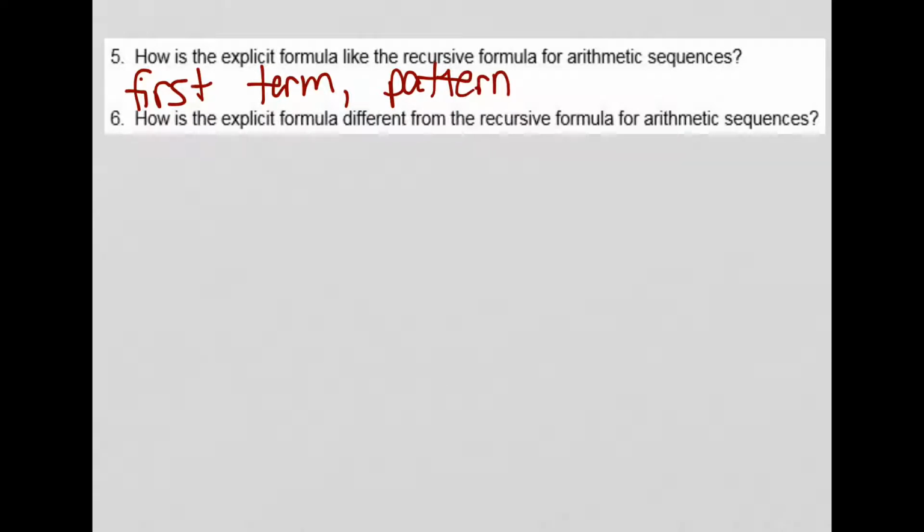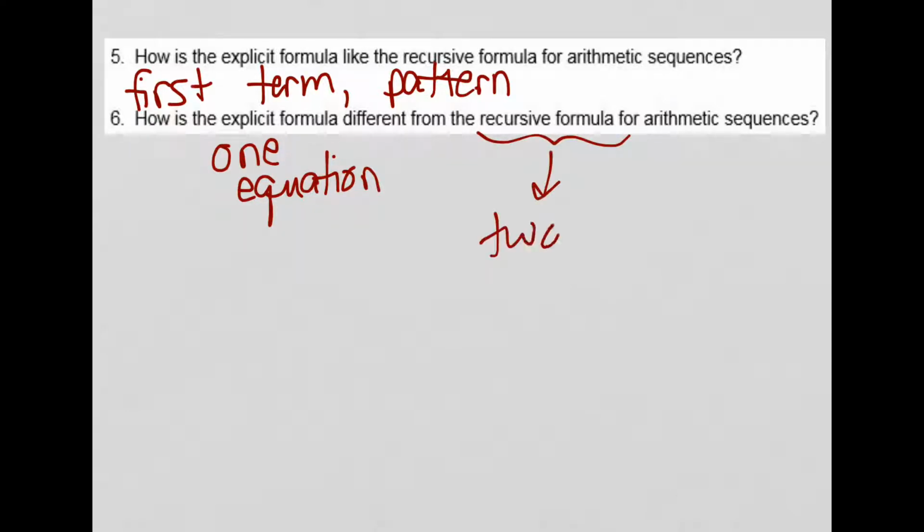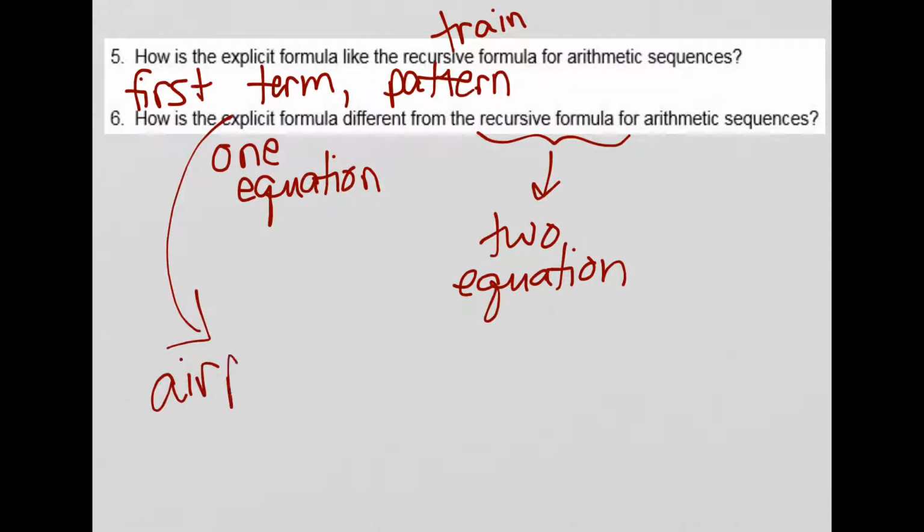How is it different? Well, an explicit formula is only one equation. Remember that a recursive formula always needs two, a starting place and a pattern. Those are two separate equations, but the starting point and the pattern are both inside one equation for an explicit formula. Remember that a recursive formula is like taking the train. You have to go through all the cities on the way, all the little towns. But an explicit formula is like flying in an airplane. You can jump to whatever term you want, way far away or even just close.